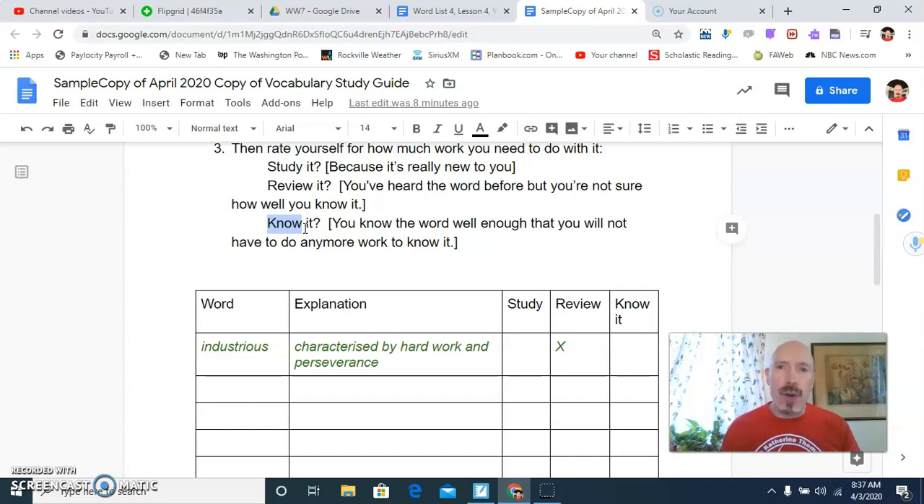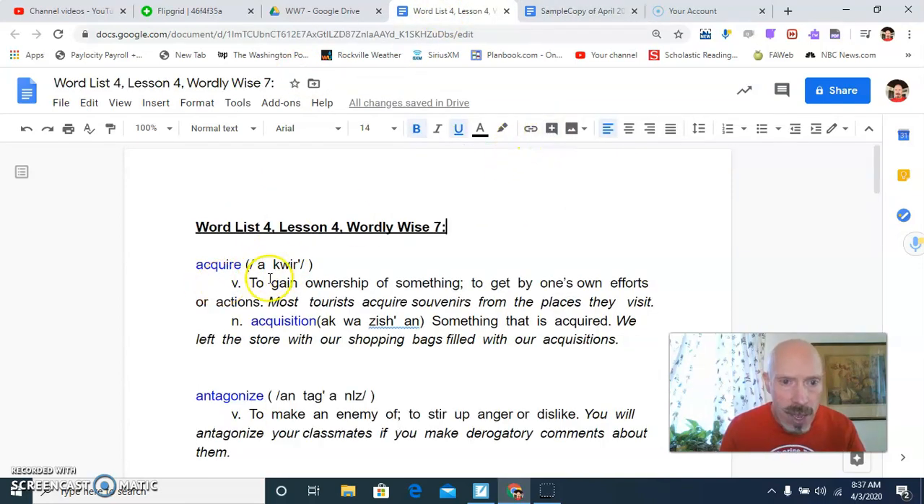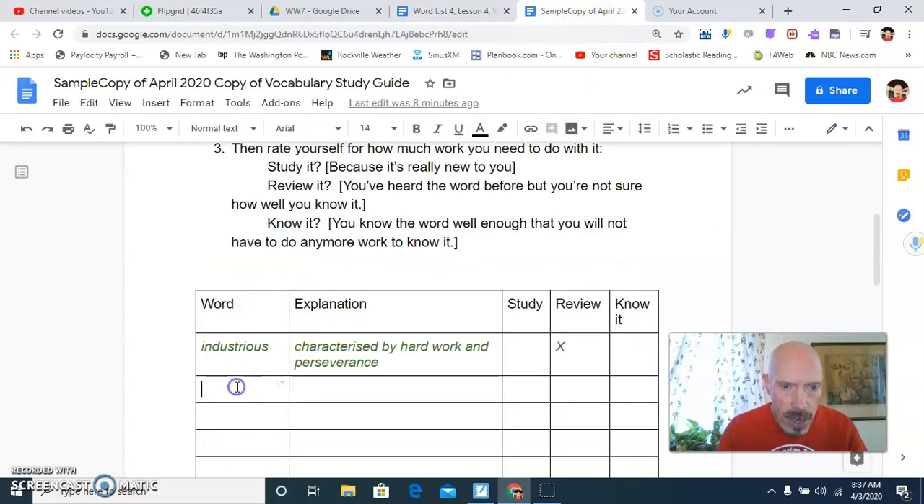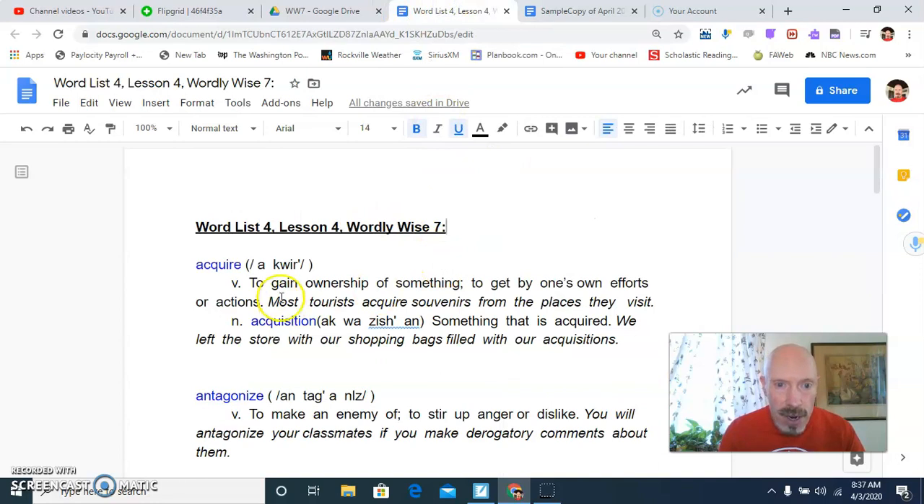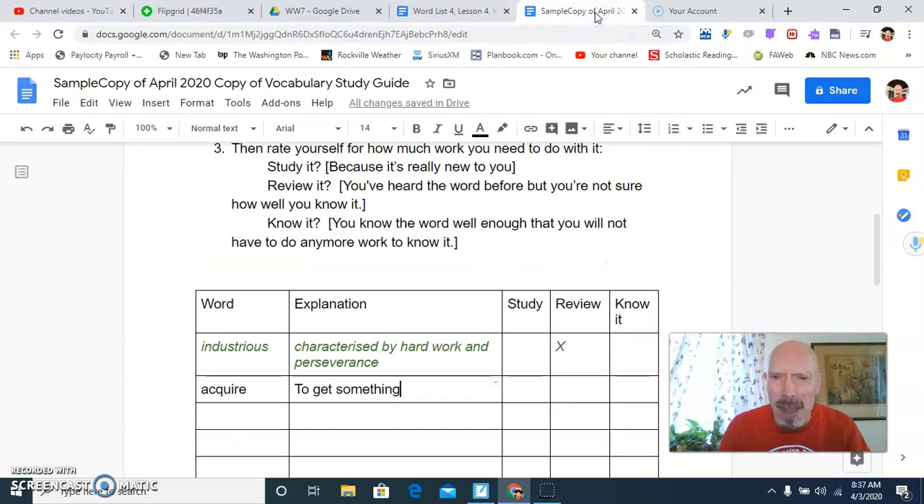So what you're doing is taking your word. So let me go to this word. The first word is acquire. It means to gain ownership of something, to get by one's own efforts or actions. Okay, so I'm going to click here and I'm going to put acquire. And what that really means is to get something. To get something. All right. So I know what that word means. I understood the definition pretty clearly. To gain ownership of something, to get by one's own efforts or actions. Okay, to get something.